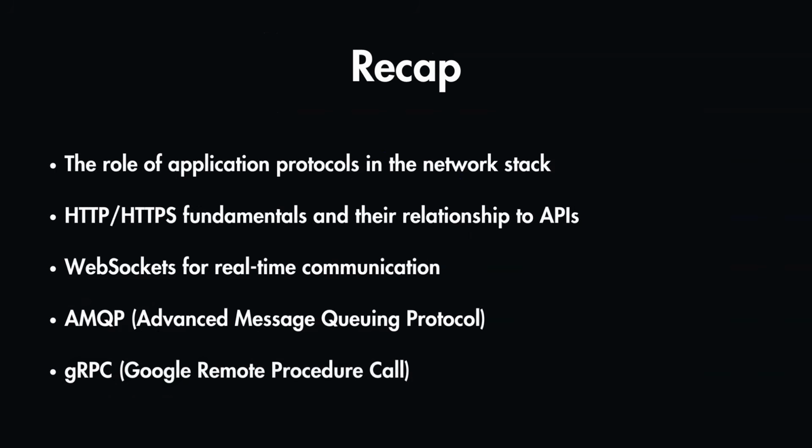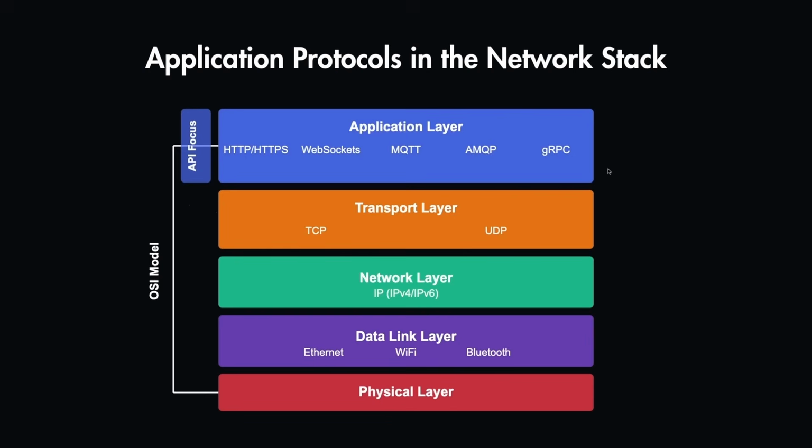So to recap, we have explored the role of application protocols in the network stack, the HTTP and HTTPS, which are the most fundamental types of protocols, WebSockets for real-time communication, AMQP, which stands for Advanced Message Queuing Protocol, which allows us to have asynchronous communication and add message queues between the consumer and producer, and also gRPC, which stands for Google Remote Procedure Call. And the main advantage of this is that it's a high-performance RPC framework, which uses HTTP2 for transport. So we discussed the application layer, which includes these protocols that we usually use for building APIs.